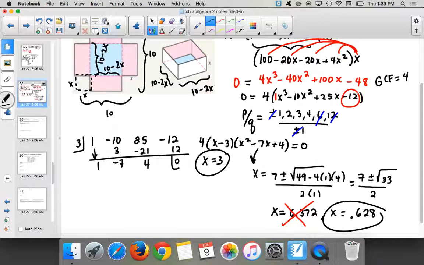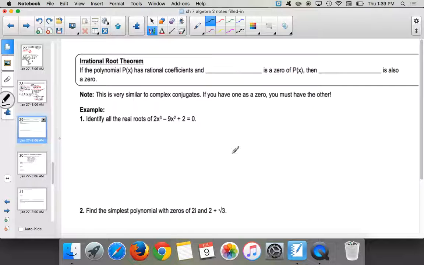Does that make sense? All right, and the last thing we have to talk about is the irrational root theorem. So it just says if we have a 0 that is in the form a plus the square root of b, then you also have a solution that's in the form a minus the square root of b. And that comes from the quadratic formula.